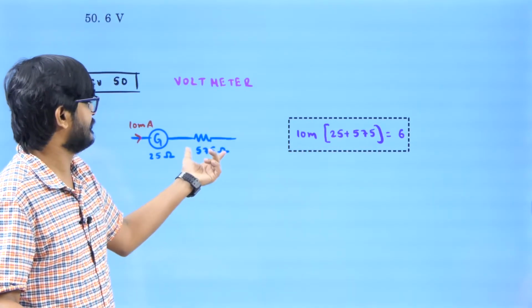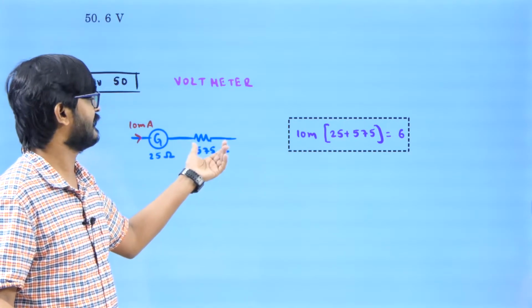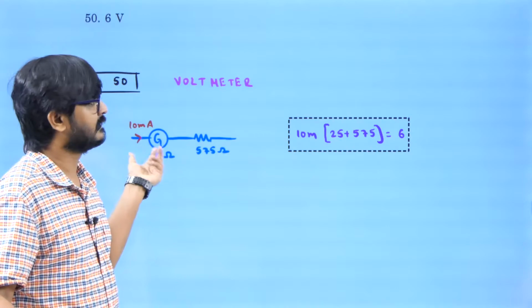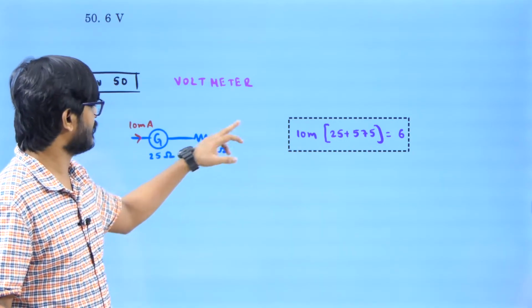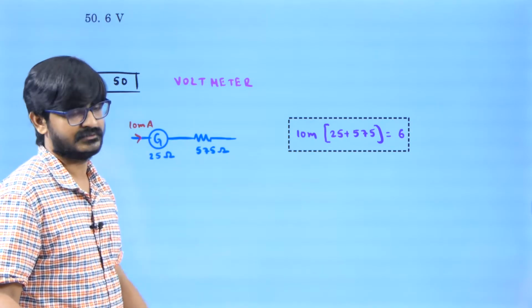So if you connect this in series, as we have seen, if you want to make a voltmeter, you need to connect a very large resistance in series with the galvanometer. Then you are able to measure 6 volt. If you don't connect this, then how much will you be able to measure? 250 millivolt. There is a big difference, right?